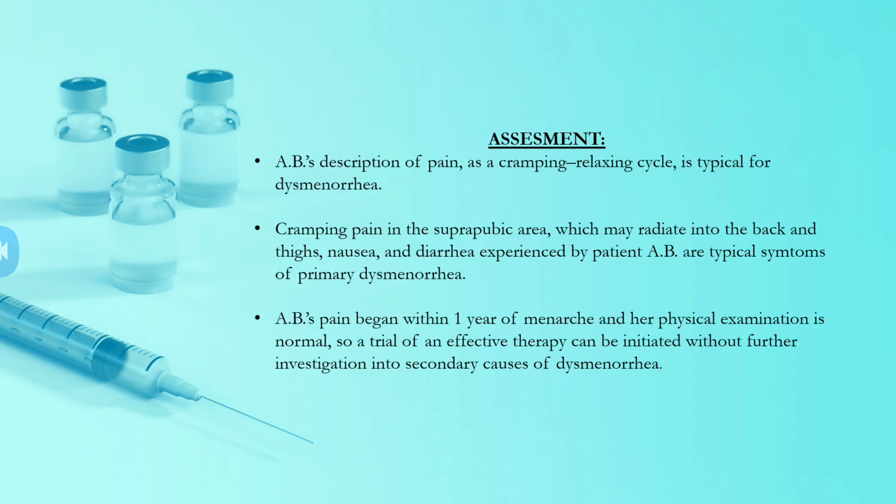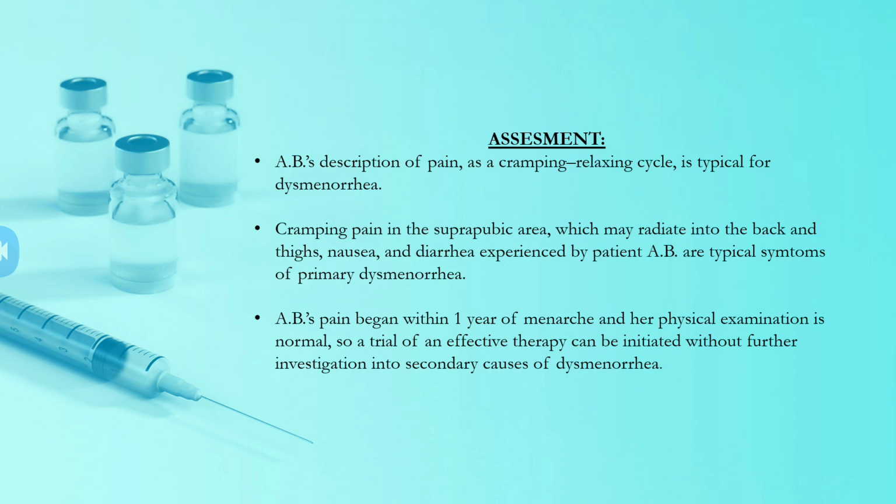So in the assessment, we conclude that AB description of pain as a cramping relaxing cycle is typical for dysmenorrhea. The cramping pain in the suprapubic area, and it radiates into the back and the thigh. The nausea and diarrhea that she is experiencing are also the typical symptoms of the primary dysmenorrhea.